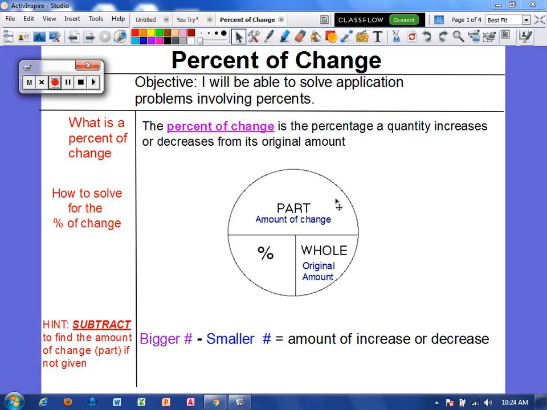Now, situations are the same, but our vocab has changed on the percent wheel. The part is going to be the amount of change. The whole is going to be the original amount. Let's say we have a problem and they don't tell us how much something has changed by. They will tell us the original and the new amount, so we'll just take the bigger minus the smaller, and that'll tell us the amount of increase or decrease. And you'll see an example of that momentarily.